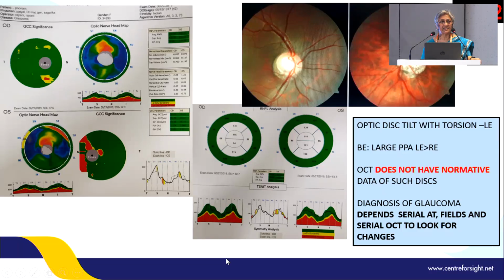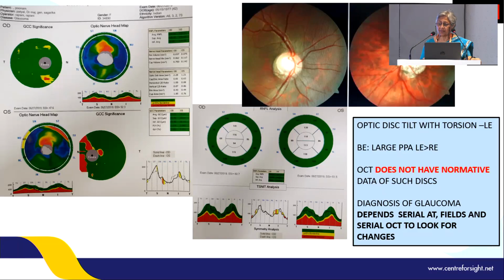In the left eye, it's an absolutely abnormally shaped disc. Whereas when we look at the RNFL, we find RNFL is normal. So this is definitely an optic disc tilt and torsion in the left eye, large PPA in both the eyes. OCT does not have normative data for such discs. Therefore, how do we now diagnose glaucoma in such cases?